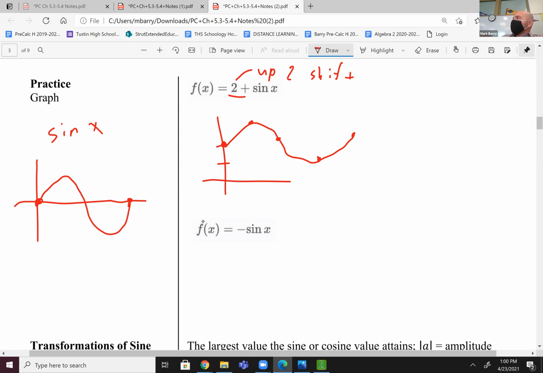So that's it. It affected the graph in the same way, right? It moved it up 2 units, okay? It's just that instead of starting at the high point like we did with cosine, we're starting at that midpoint. So the starting graph is different.